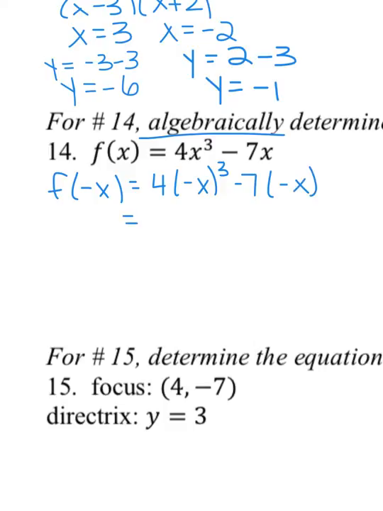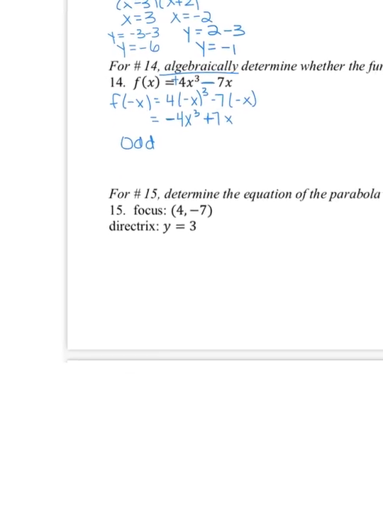So negative x to the third, a negative times a negative times a negative is still a negative. So you are stuck with changing that sign. So that's negative 4x to the third. And then negative 7 times negative x is positive 7x. So because we went from positive 4x to the third in the original to negative 4x to the third, and from negative 7x in the original to positive 7x, everything is the opposite, which means that this function is odd, which means that there is rotational symmetry of 180 degrees. If you turn this picture upside down, it'll look exactly the same.